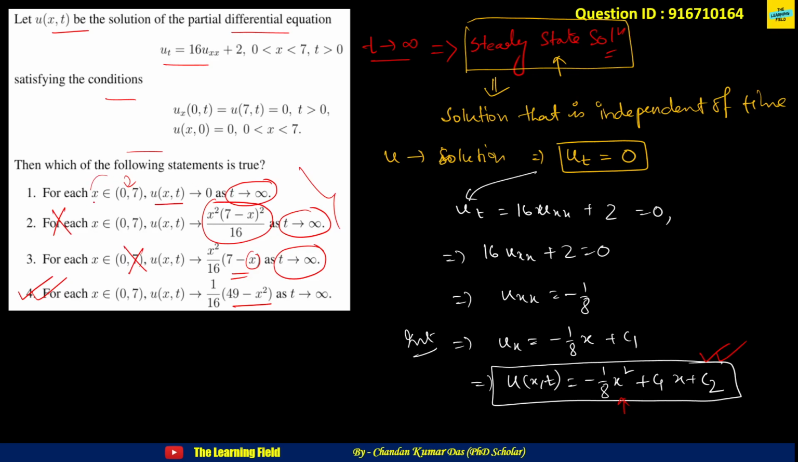But for x belonging to this one, if u tends to 0, this only leads to a trivial solution, and we are not interested in the trivial solution in any case. Also, you can note that this is already given: for each x belonging to 0 to 7, u(x,t) is equal to 0. It is a condition which is given. This leads to a trivial solution, which is not true. So option 4 is the correct answer for this question.